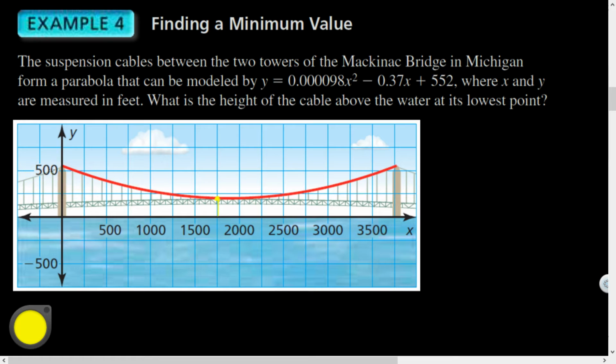No, the height? The height. So 500 is there, so this would be 250. So it's less than 250, but we could figure this out. Let's label our A, B, and C. So A is going to be what?